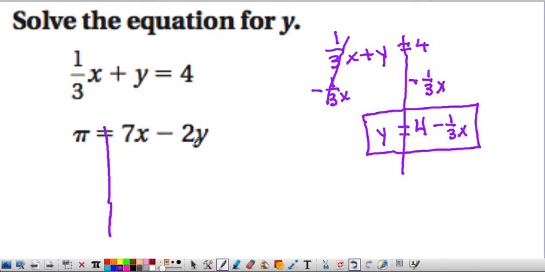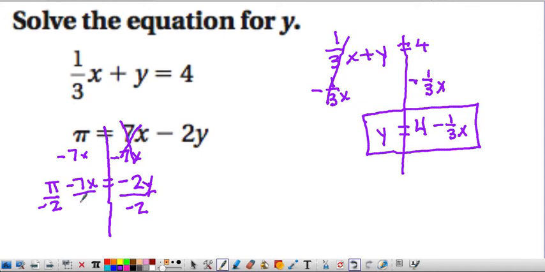We're solving for y, so we're going to move this positive 7x over by subtracting 7x. We do not want to change pi to 3.14. We want to leave it as pi. This 7x minus 7x leaves us with a negative 2y. Pi minus 7x, not like terms, can't combine, so we're going to leave it there. We've got to do the inverse of multiplying by negative 2, which is dividing by negative 2. And so we're going to do that to everything here.